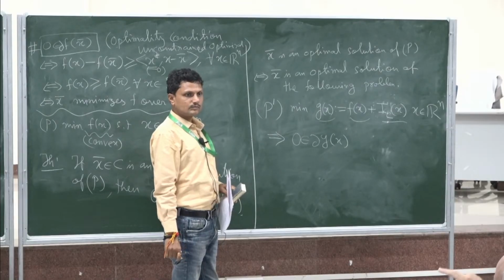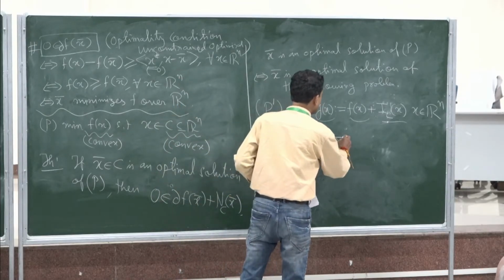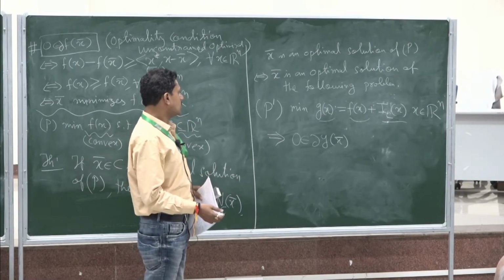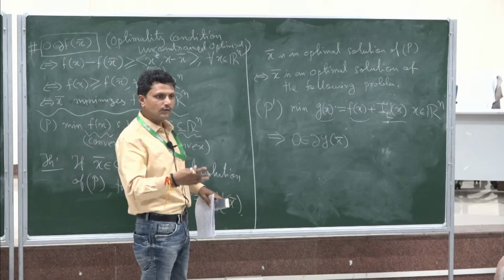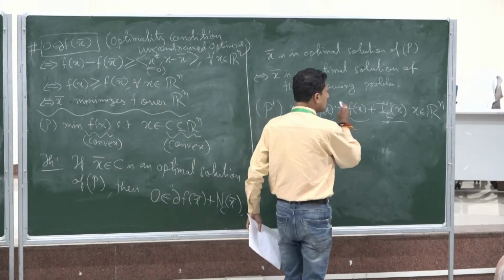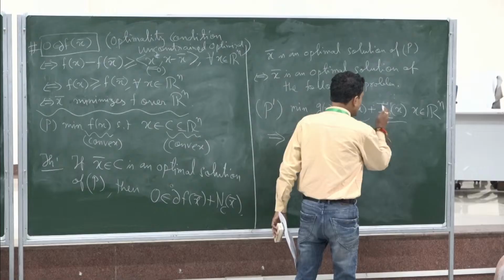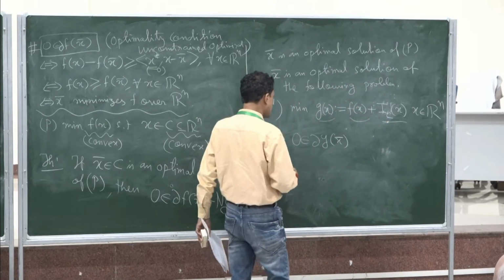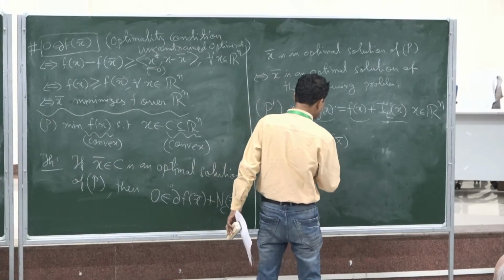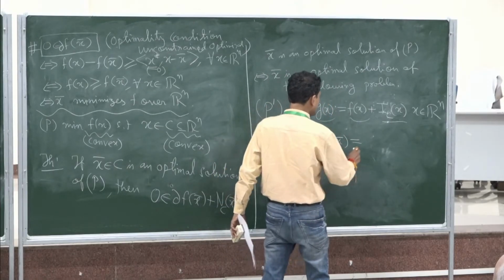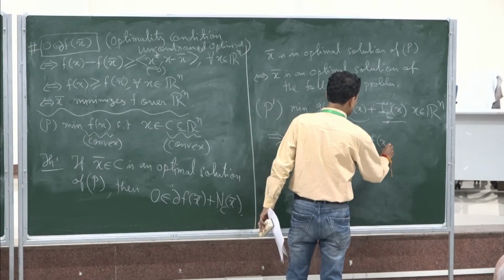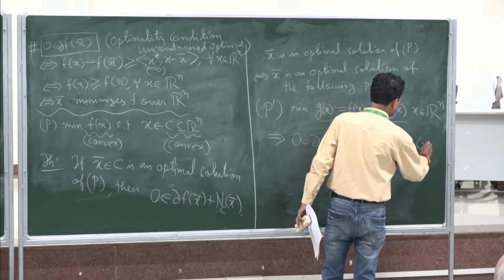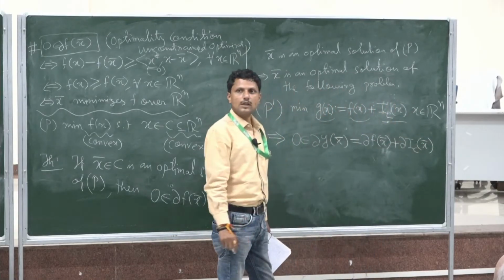Yes. Sorry, x bar. So x bar is an optimal solution. Now, by the calculus of sum of two functions, because this function is a convex function and this indicator function is also a convex function over the feasible region, we can write this as the subdifferential of f at x bar plus the subdifferential of the indicator function at x bar, right?